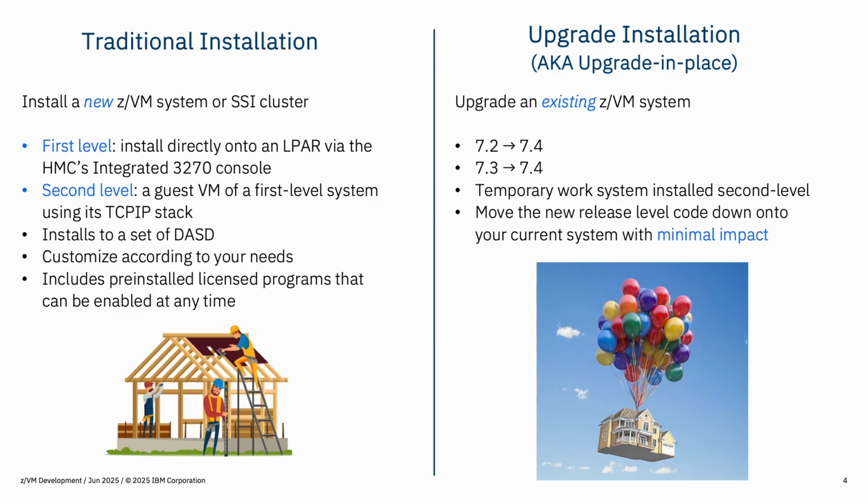The other type of installation we'll cover is an upgrade installation, also known as upgrade in place. So this takes an existing ZVM system and upgrades it to the new release level. So for the current release level 7.4, you could either start from 7.2 or 7.3, so you can upgrade up to 2 release levels. This process involves installing a temporary work system, second level. So a temporary work system is installed on top of the system you are trying to upgrade, and then the new release level code is moved down from that system to your current system with minimal impact.